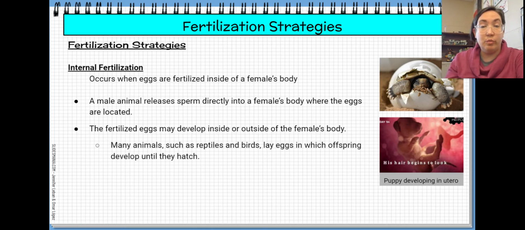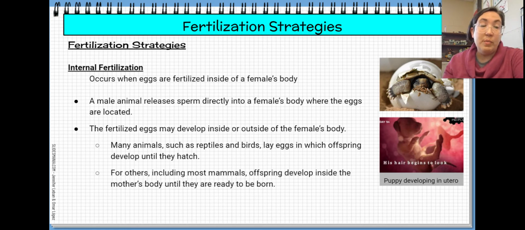Many animals, such as reptiles or birds, lay eggs in which the offspring develop until they hatch. And there's a picture of a cute little desert tortoise hatching there. And for others, including most mammals, offspring develop inside the mother's body until they're ready to be born. And there's a little puppy developing in utero. So cute.